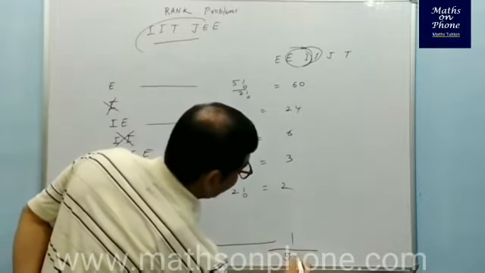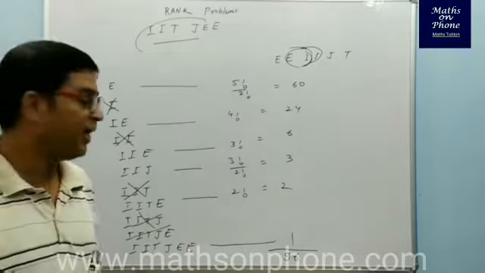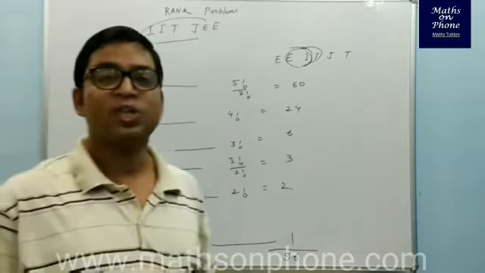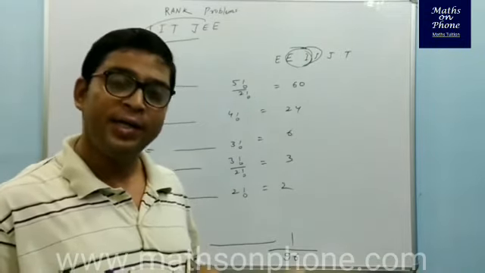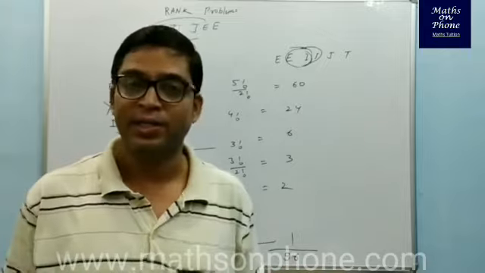So if different words are made with the letters of word IITJEE and they are arranged as in dictionary, then the actual rank of the word IITJEE in the dictionary of these words will be 96.